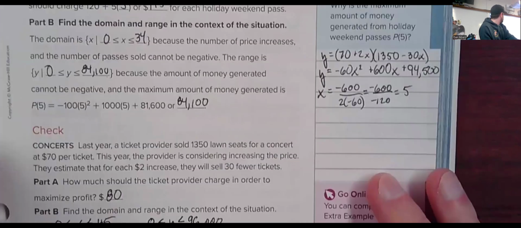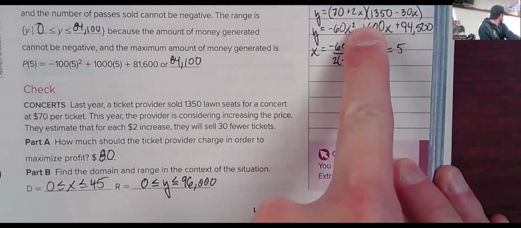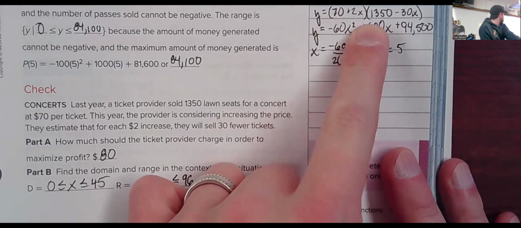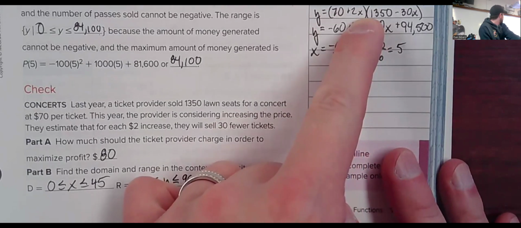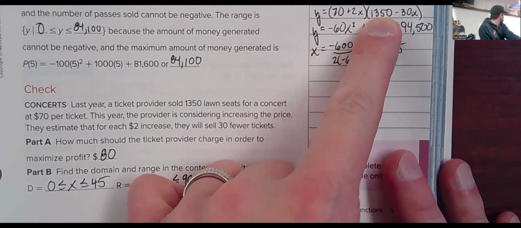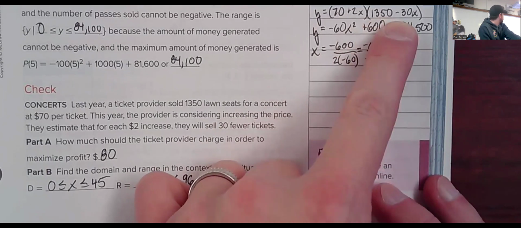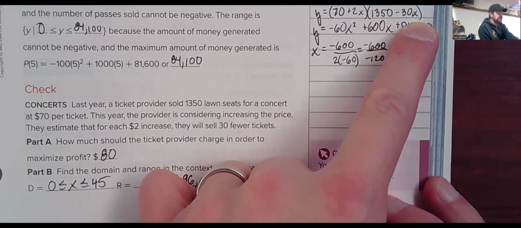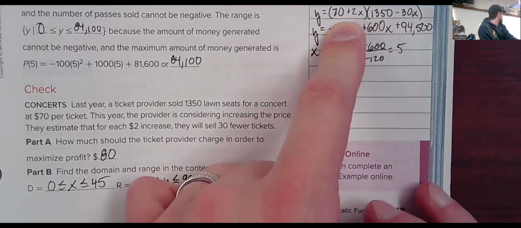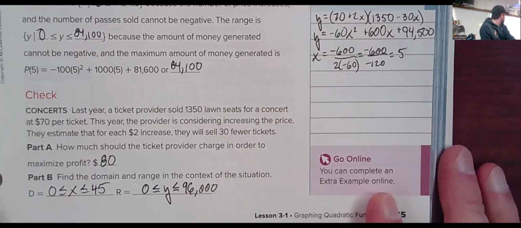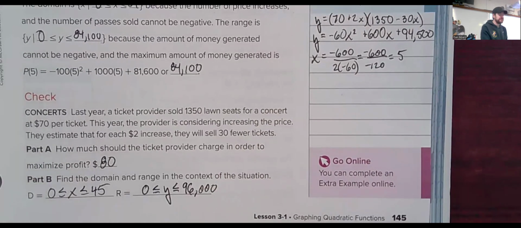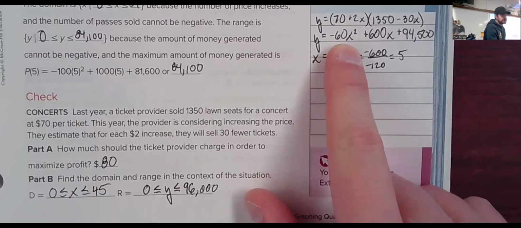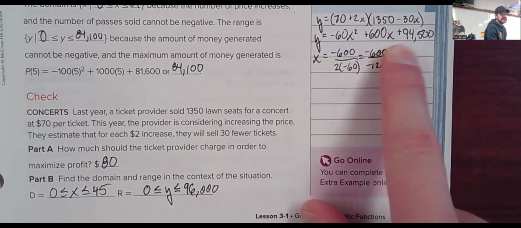So the function is over here. They sold for $70, and they're looking at increments of $2 increases here. And they sold 1,350 tickets last year. They're expecting 30 fewer people for every $2 increase. So it's the exact same setup as the last problem. If you multiply everything out using FOIL and rearrange it to standard form of a quadratic, you get y equals negative 60x squared plus 600x plus 94,500.